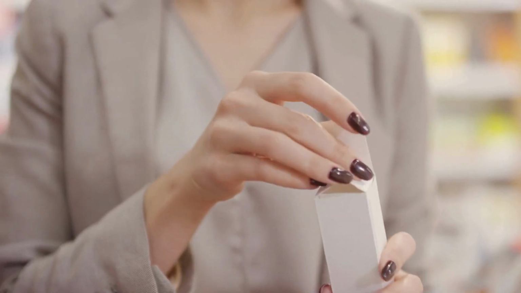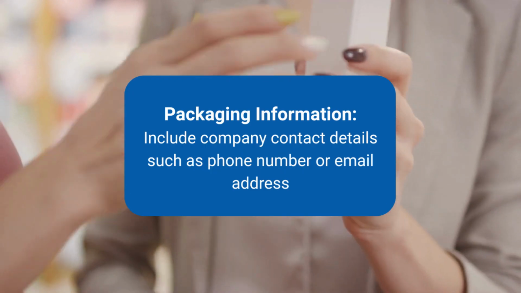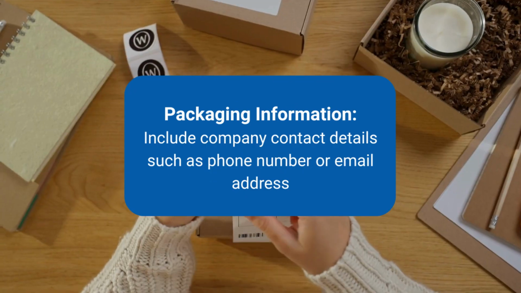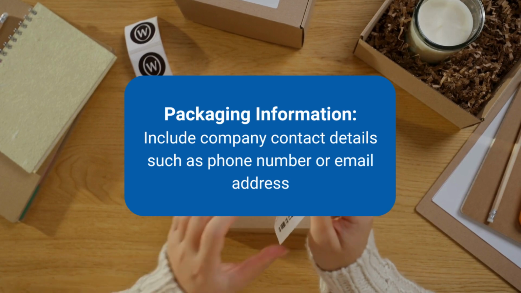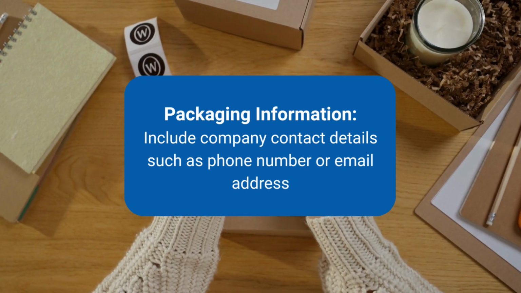You have to have on your packaging a number or an email or other electronic contact details so that somebody who buys your product can tell you if they have an adverse event.